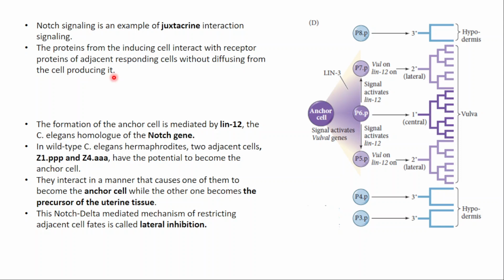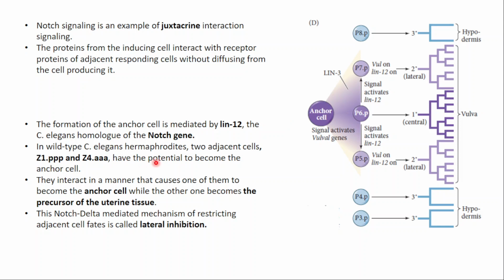And Notch signaling is very important in forming the vulva of C. elegans, optic neurons, and the nervous system in mammals. So here is an example of vulva induction carried out by Notch signaling. The formation of the anchor cell is mediated by Lin12. This gene is a homologue of the Notch gene in C. elegans. So Lin12 is an important factor involved in vulva formation in C. elegans. As from the earlier classes, we already know Lin3 is an EGF-like protein which is secreted by the anchor cell. While what role does Lin12 play?